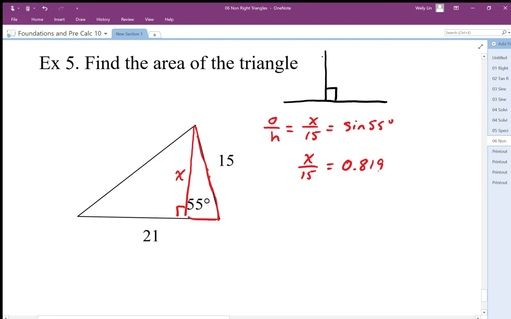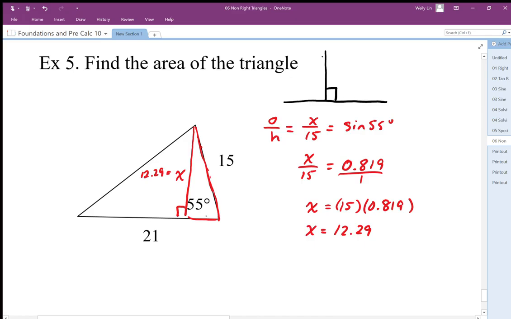And 0.819, that's a ratio to 1. I can solve this as a proportion, or I can solve it algebraically. Here I'm just going to multiply both sides by 15 and solve it algebraically for x. And I end up with my x length being 12.29. So there it is. I've calculated my height of 12.29.